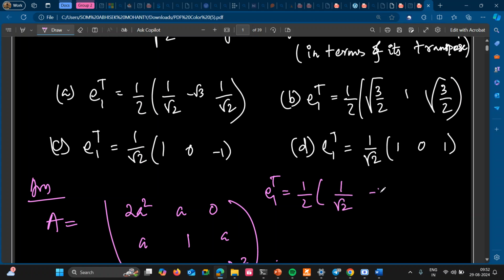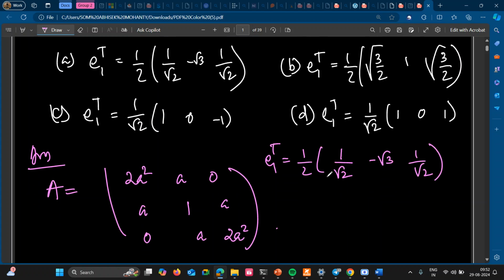Never get worried that your answer didn't match the option. It will be in the option, you just have to think a bit more. See, if I multiply root 2 everywhere, or suppose I take 1 by root 2 common outside, sorry, my bad, I take root 2 common from the matrix. So the outside becomes 1 by 2 root 2, right?